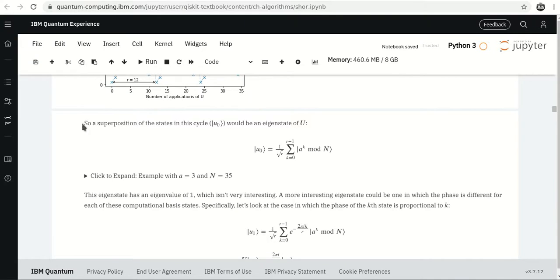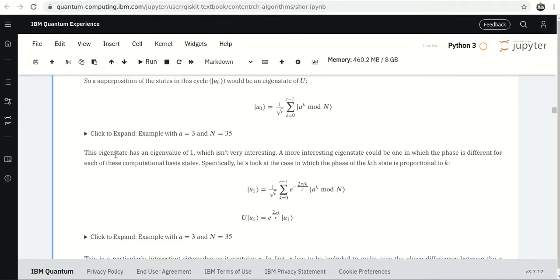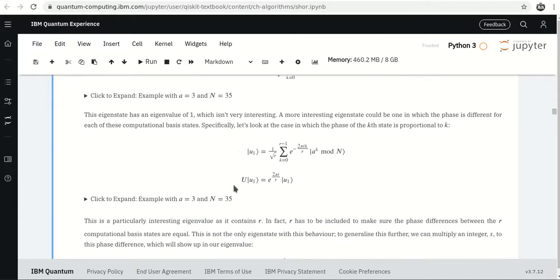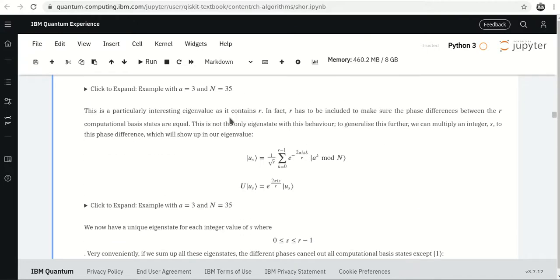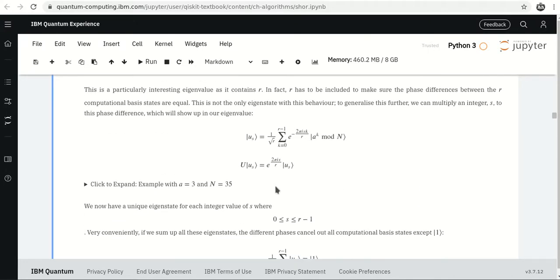Now how to find it? A superposition of the states in this cycle would be an eigenstate. Now the eigenstate has eigenvalue 1, which is very interesting. Let us make a very different phase. So U is applied on u1 and we get e to the power 2 pi i over r times u1. This is a particularly interesting eigenvalue.